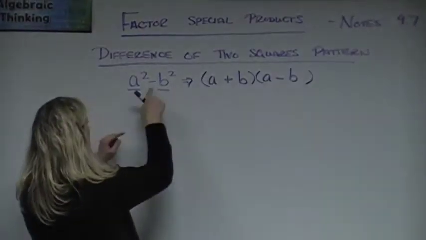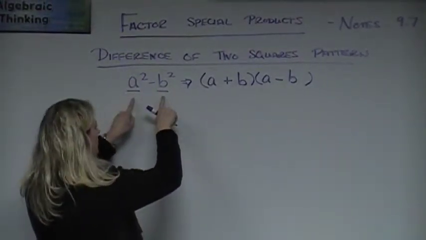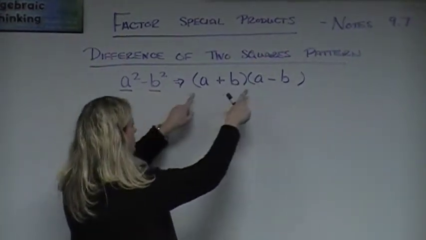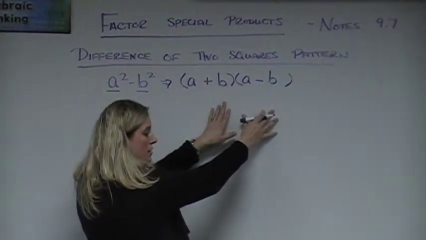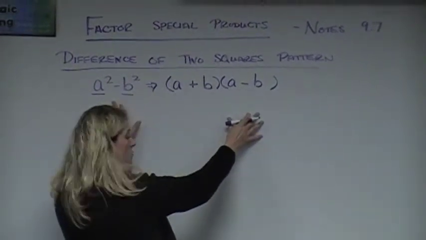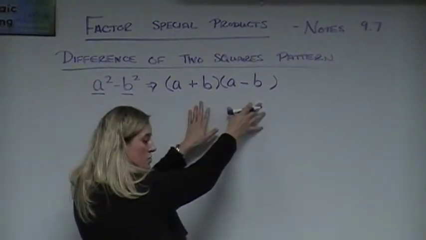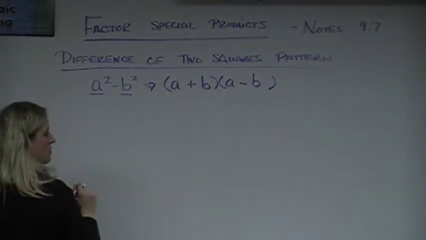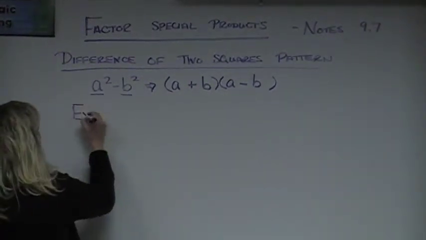And all you do is take the square root of a squared, which is a, so that goes here and here, and the square root of b squared, which is b, goes here and here. So when we factor the difference of two perfect squares, we're going to have one positive, one negative, and all we're going to do is take the square root of each of those terms. And that's how we get the two binomials, this binomial factored into these two binomials. So let's go ahead and now do an example from this topic. Let's call this example 1.